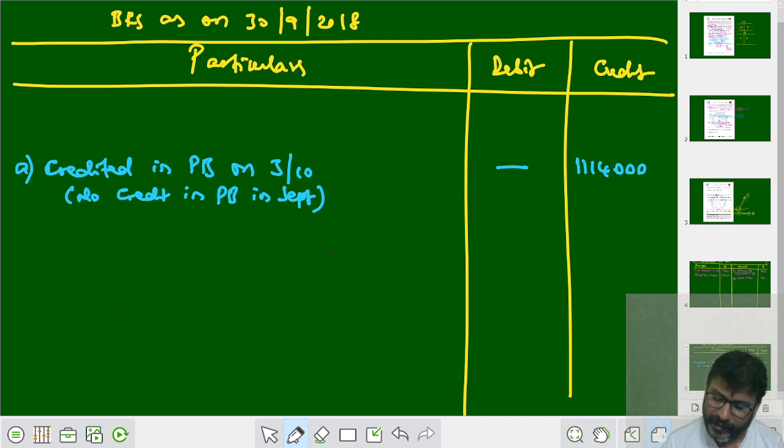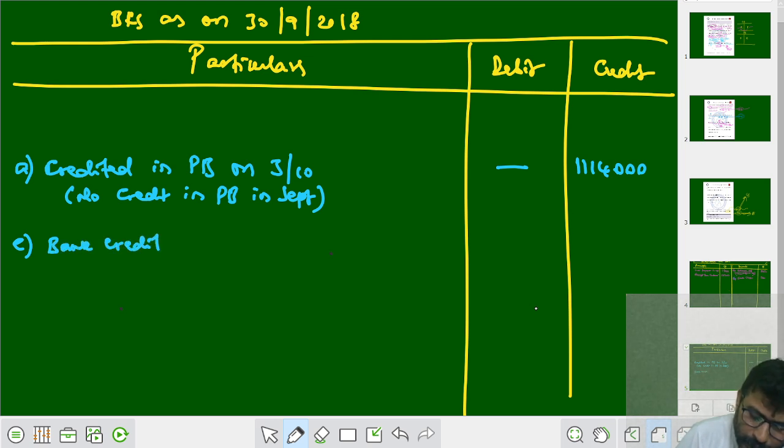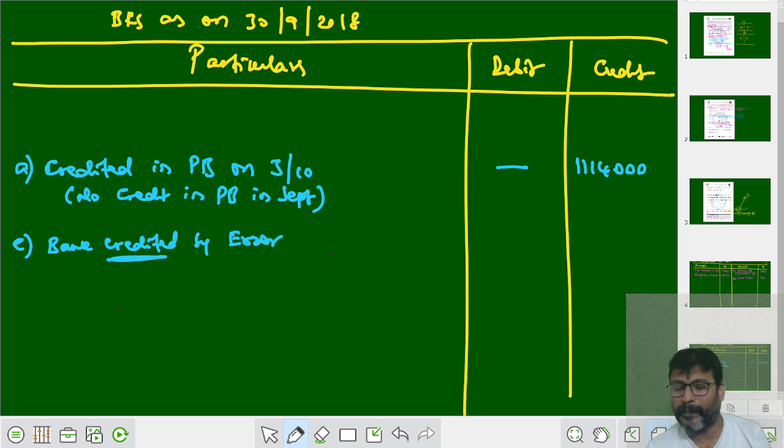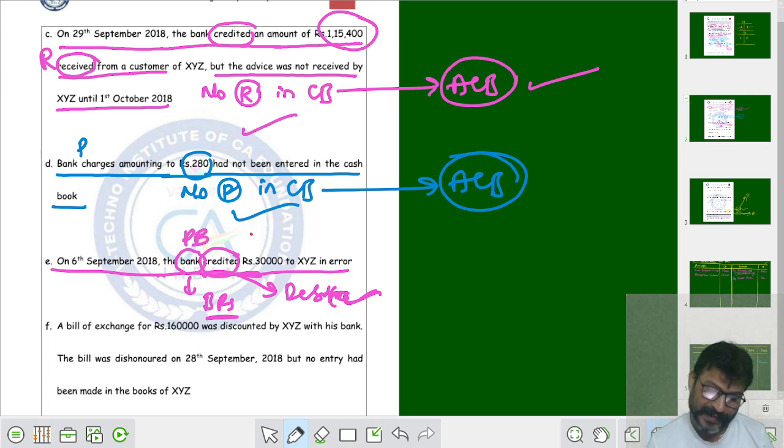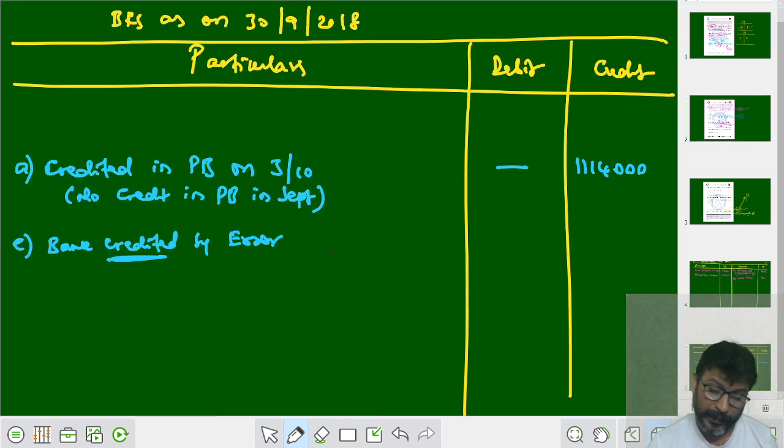So in BRS, debit side, you write. What is the point number? It is point number E, right? Let us write the E point number. Bank credited by error. So bank credited, where do we have to take it? We have to take it on the debit side. Again, let me see how much amount it is. 30,000. The mentioning of amount is very, very important, right? We have to take it on the debit side. I hope you people are understanding, my dear kids, in a better way.